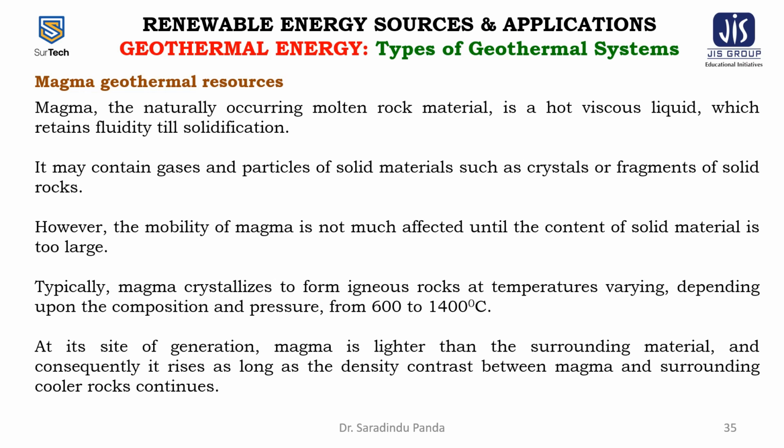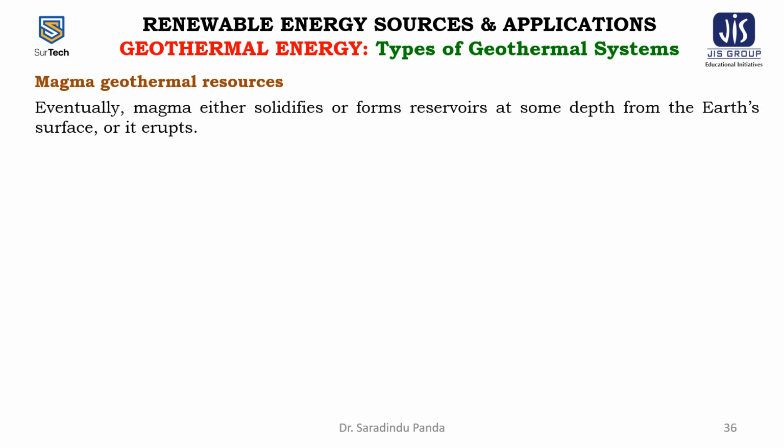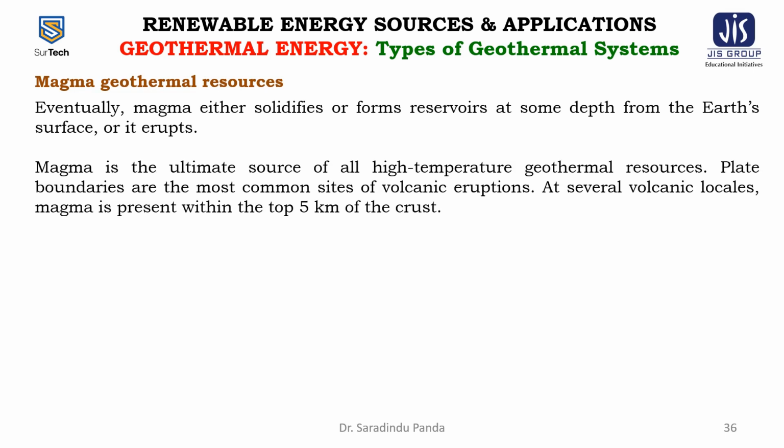At its site of generation, the magma is lighter than the surrounding material and consequently it rises as long as the density contrast between the magma and the surrounding cooler rocks exists. Eventually, the magma either solidifies or forms reservoirs at some depth from the Earth's surface, or it erupts. Magma is the ultimate source of all the high temperature geothermal resources. Plate boundaries are the most common sites of volcanic eruptions. At several volcanic locations, magma is present within the top 5 km of the crust.